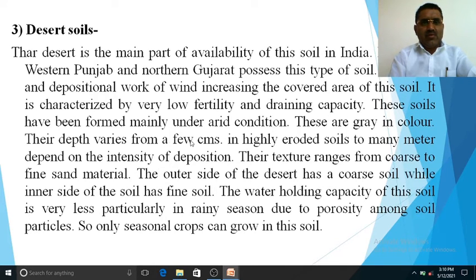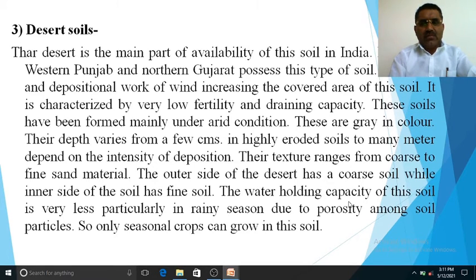Their depth varies from a few centimeters in highly eroded soils to many meters, depending on the intensity of deposition. Their texture ranges from coarse to fine sand material. The outer side of the desert has a coarse soil, while the inner side has a fine soil, because as the soil particles abrade or collide on each other, the size gets decreased, and that's why the outer side has coarse material, while there is a fine material in the inner side.